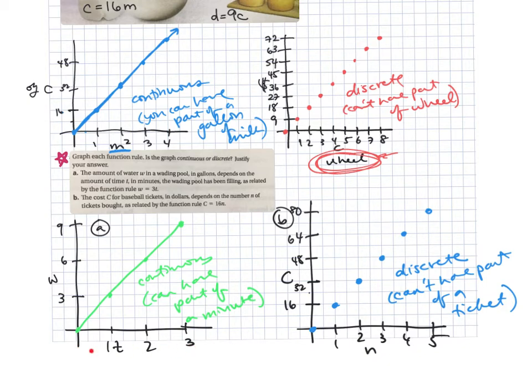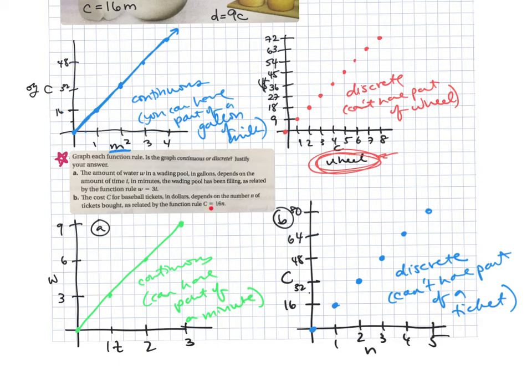This is the part you have to think about time. Can you have part of a minute? Yes, you can. So at 30 seconds, right here, it's filled up 1.5 gallons. Right, so this can be on the graph. So this is continuous.